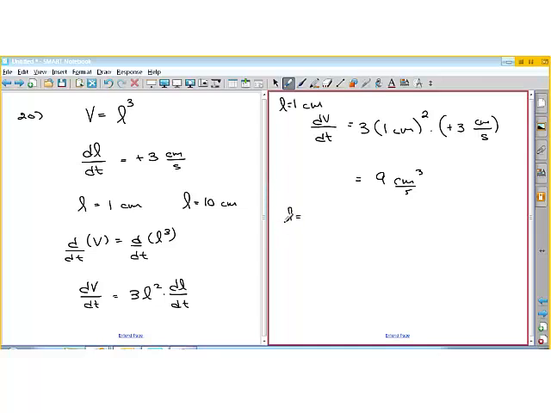And for the second case, if L equals 10, we get that dV dt is 3 times 10 centimeters squared times 3 centimeters per second. So 10 squared is 100 times 3 is 300 times 3 is 900. So we get 900 centimeters cubed per second. Change of the volume. Volume is centimeters cubed per unit time, which is seconds. So we get 900 is our answer.